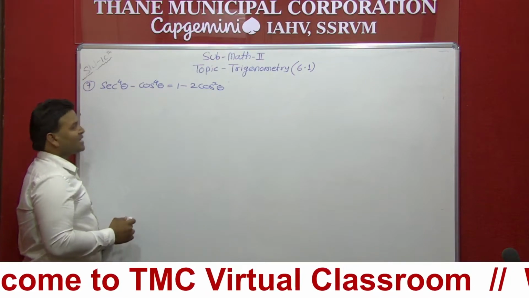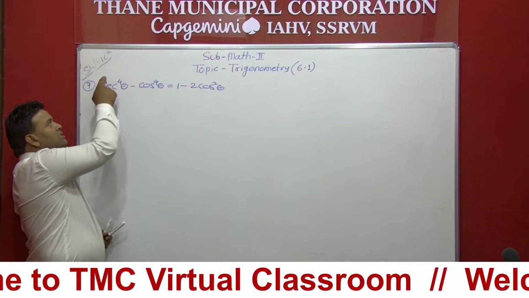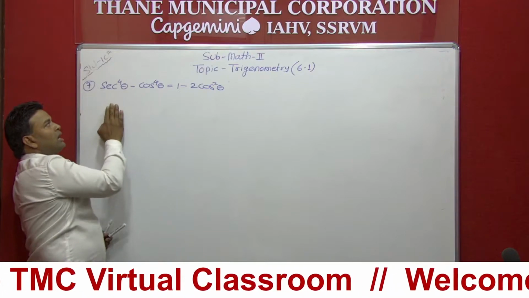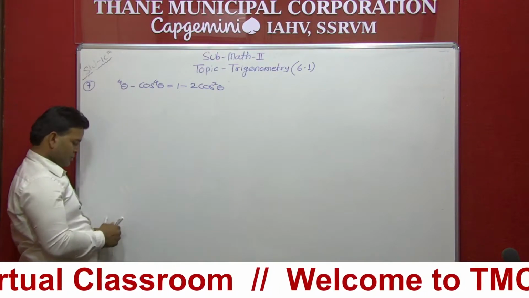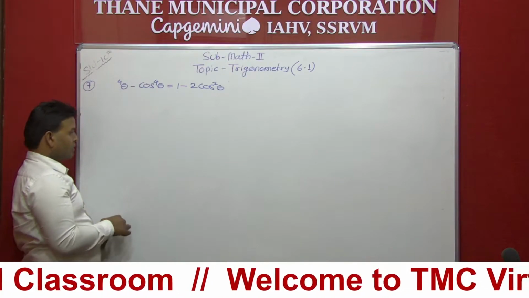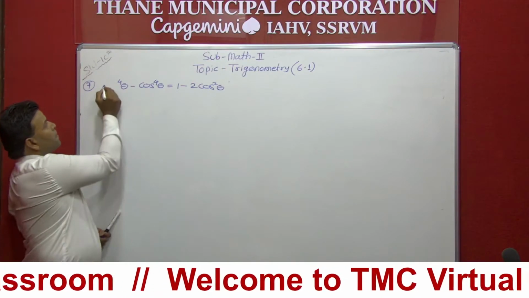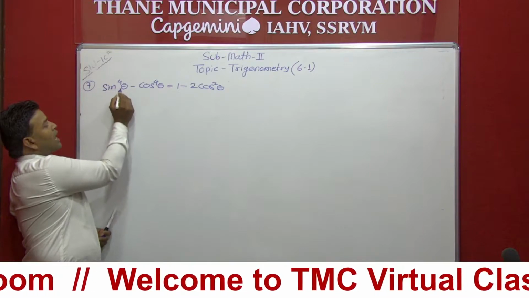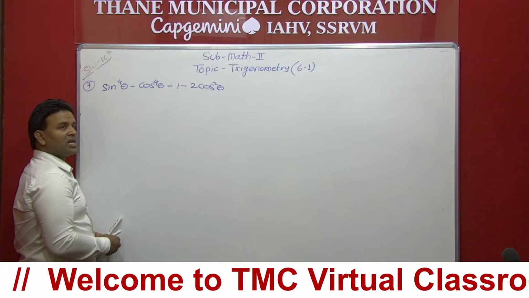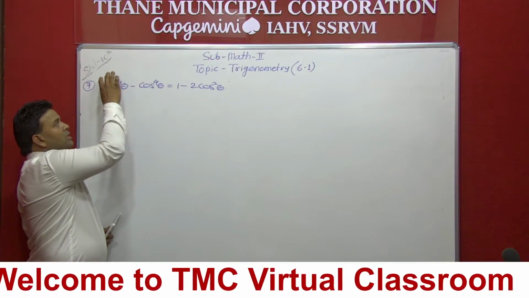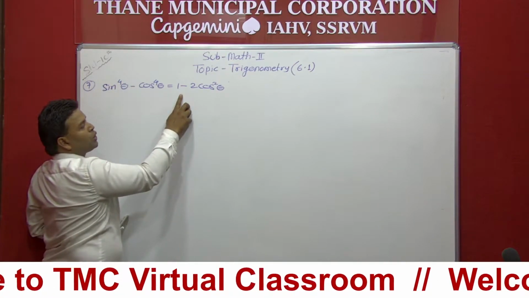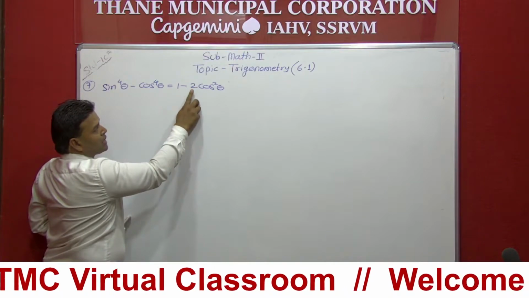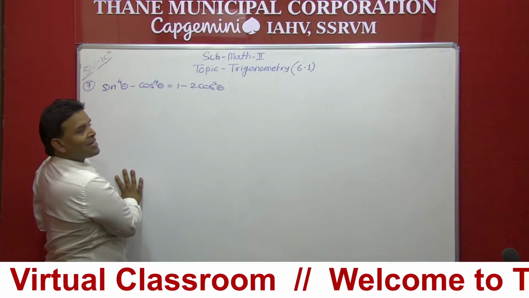This is the question which is given in the textbook. So now the correction in the textbook is, here instead of sec power 4 theta we should have sine power 4 theta. This is the correction. So here sine power 4 theta minus cos power 4 theta is equal to, now we have to prove that, 1 minus 2 cos square theta.